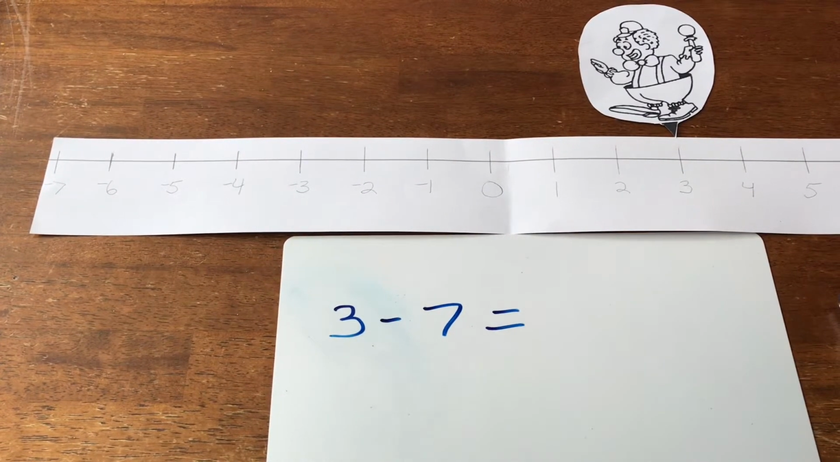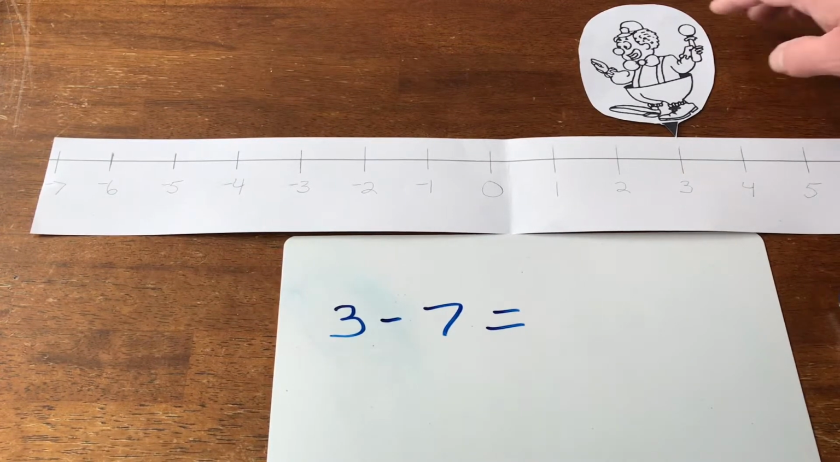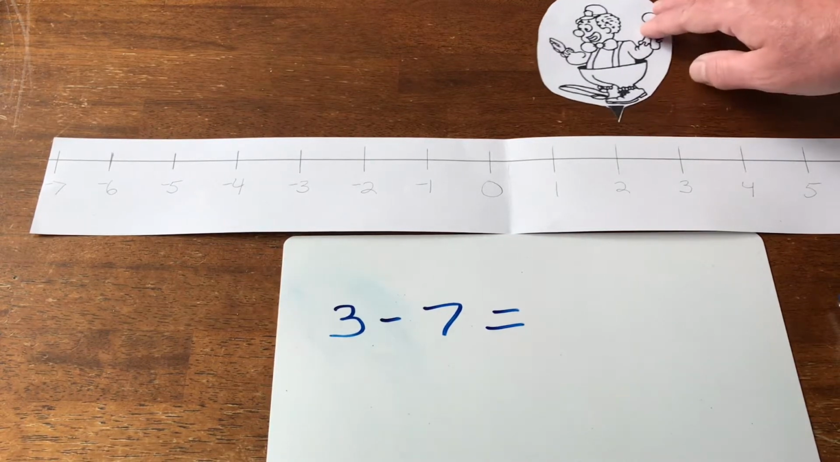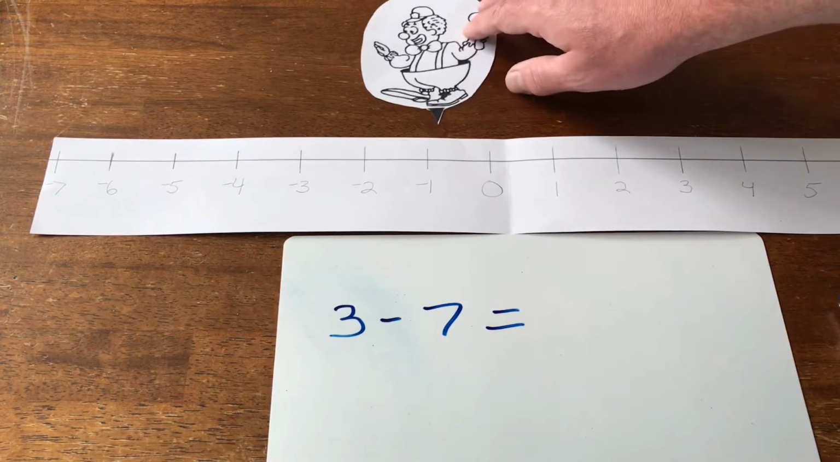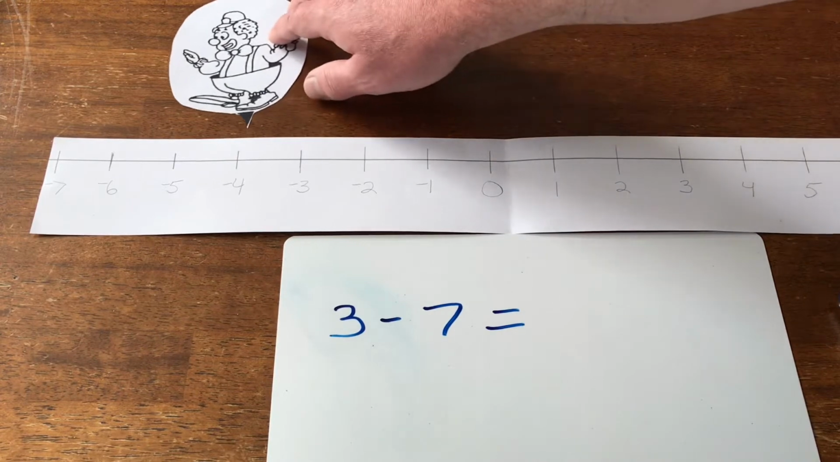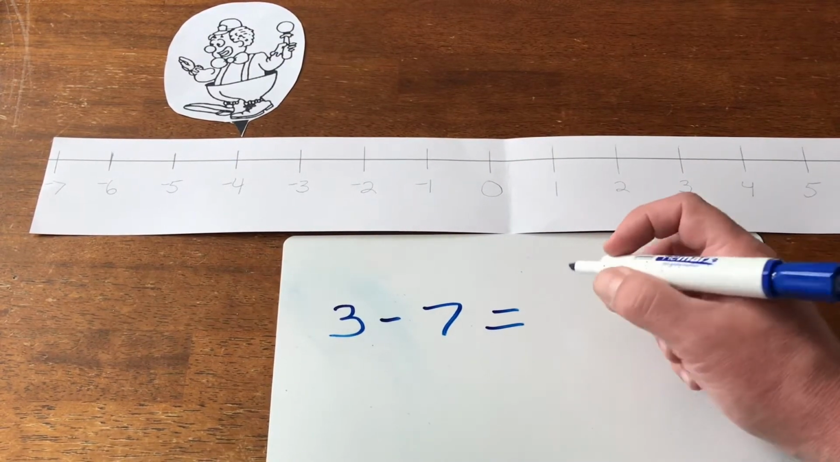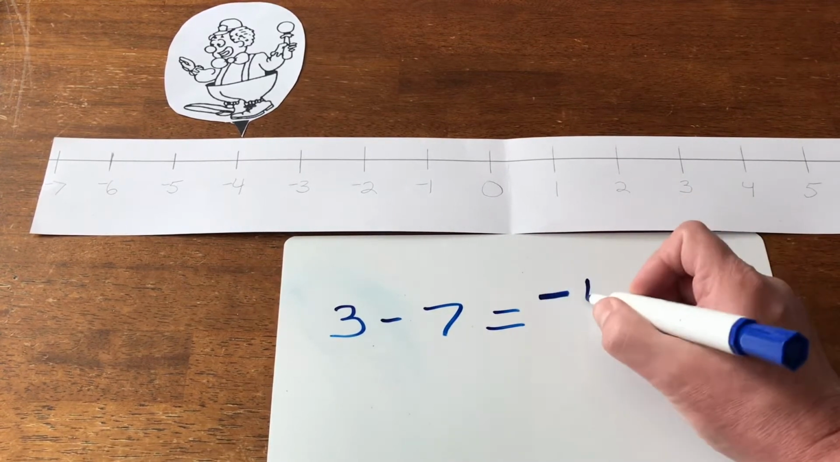Okay, this problem is 3 minus 7, and we're using the clown on the tightrope method to model this problem. We start with the clown on 3, and since it's subtraction, he's facing left, and we're subtracting 7, so he's going to walk forward 7 spaces. 1, 2, 3, 4, 5, 6, 7, and that shows 3 minus 7 equals negative 4.